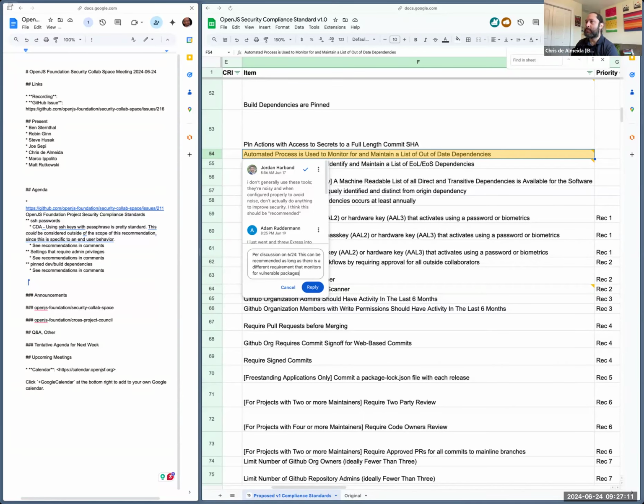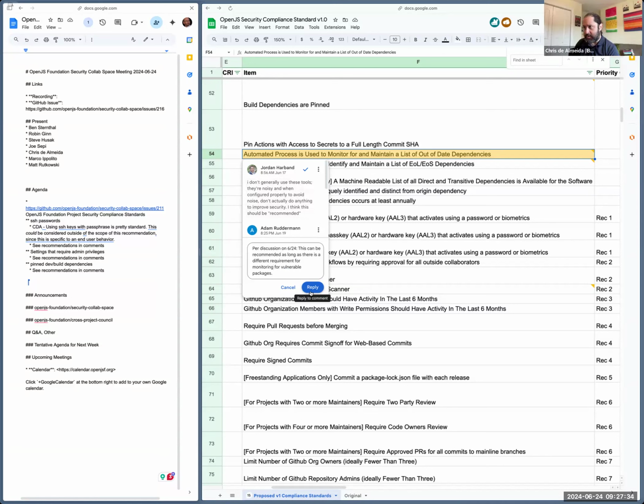That's something we should say is expected. It already did not have to be a monitoring service, but you should be able to be notified relatively quickly when something has vulnerabilities. Out of date, I feel like I'd rather that not be required, and I'm fine with it being recommended. And then we'll talk about line 55 next.